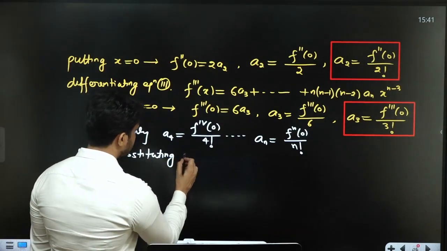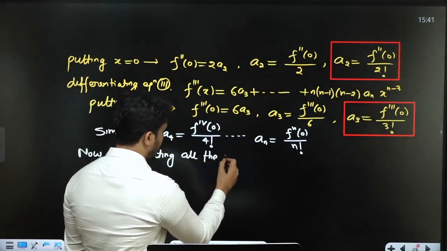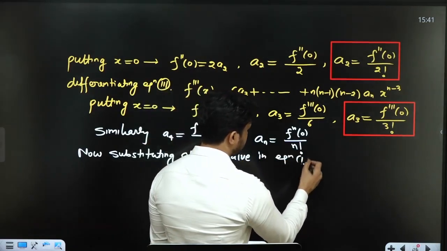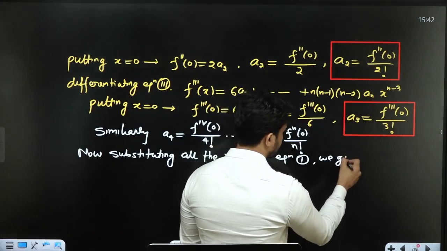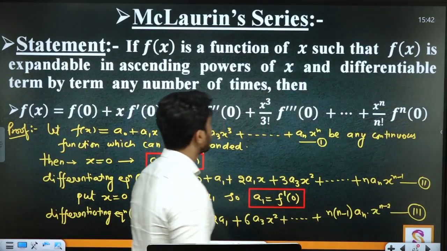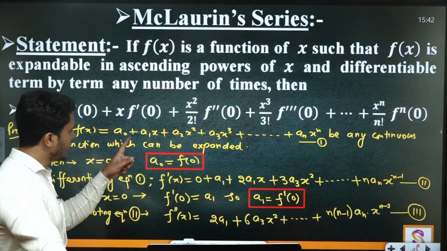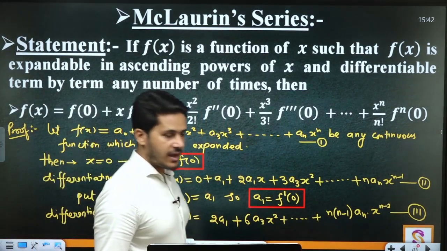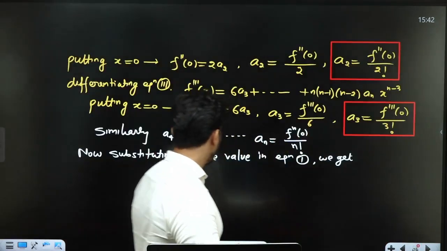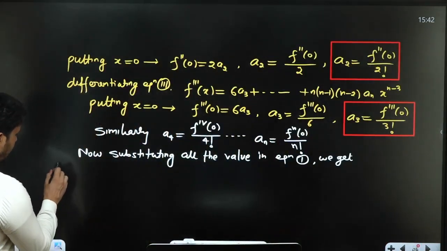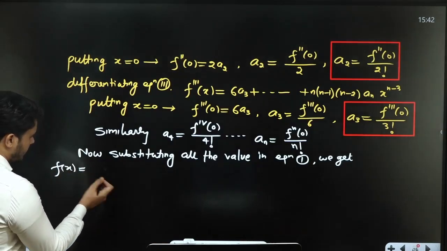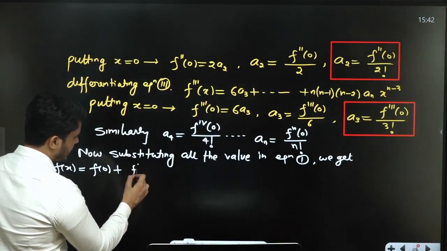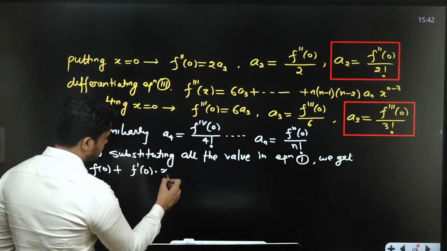Now substituting all the values in equation 1, we get this equation 1. कौन सी? जैसे आपने स्टार्टिंग में कंसीडर किया a0, a1x, a2x स्क्वायर, a3x क्यूब एंड सो ऑन. तो इसे आप क्या करेंगे? इक्वेशन 1 में रखेंगे. देन fx इक्वल a0 was f0 plus a1 means f dash 0 into x.